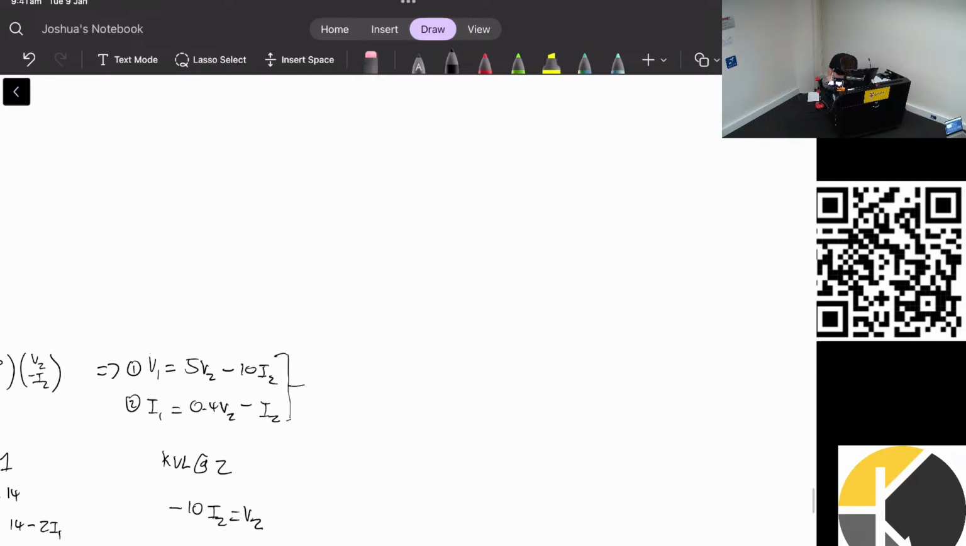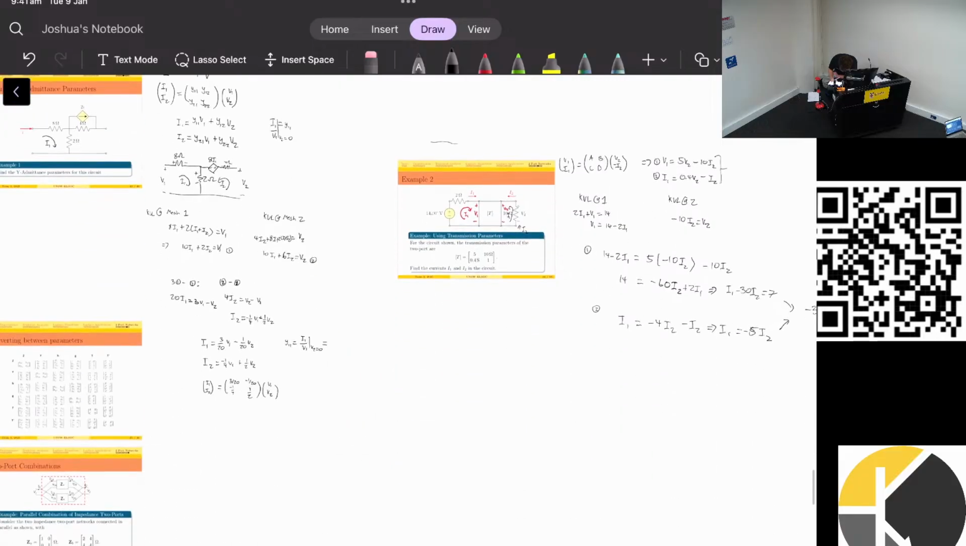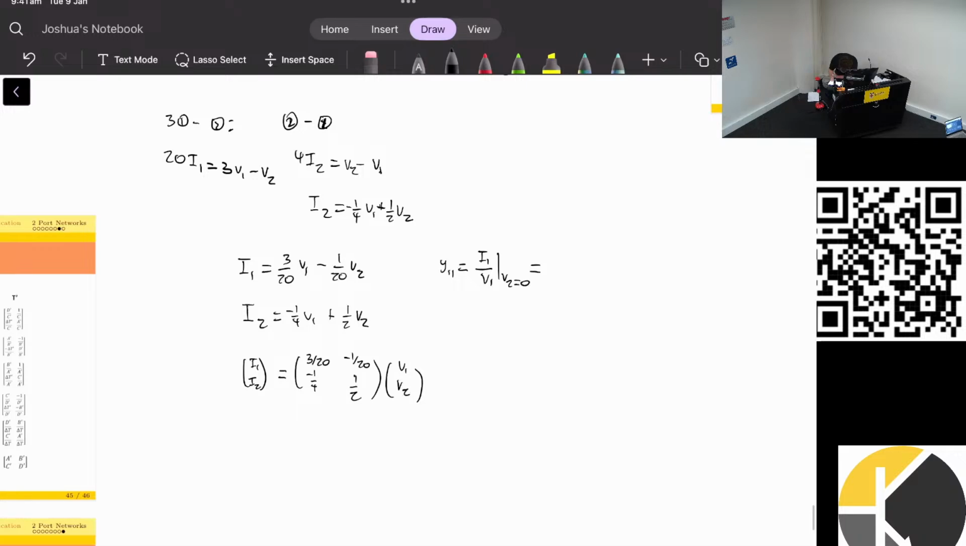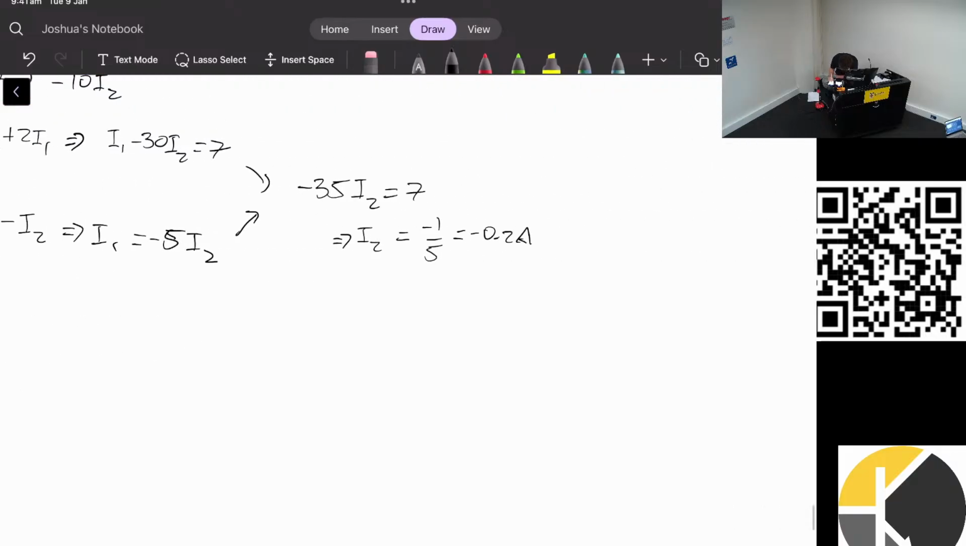Okay. Oh, I almost forgot from my last question. Just be careful when you're doing this question to put in units. Something I just forgot. These are all Siemens because they're I over V. Yeah, units are very important. Don't lose a mark on units.